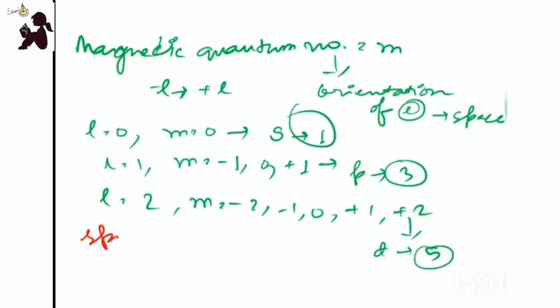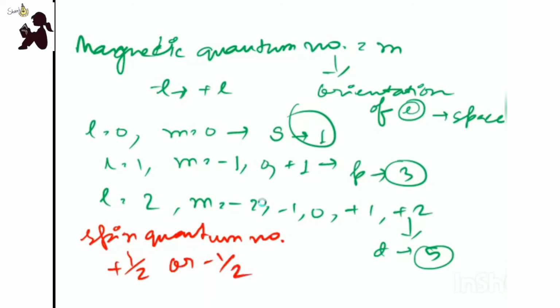That is spin quantum number. Now for spin quantum number, it has either value of plus half or minus half. So here quantum numbers are done. Now we have to see some rules to write electronic configuration.